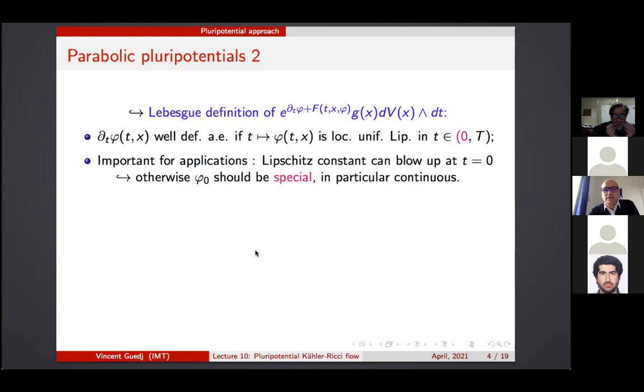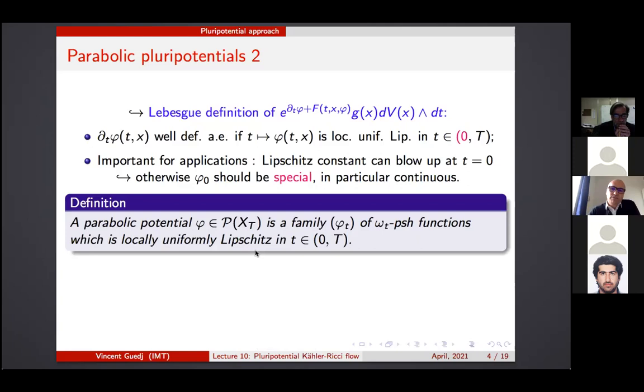zero. So once again, in order to make this right-hand side well-defined, if dt phi is well-defined almost everywhere, that suffices to define this right-hand side in the sense of Lebesgue. And I don't ask for such a control up to time zero, such a Lipschitz control up to time zero. So let me make the following definition. A parabolic potential phi will be a time-dependent family of omega t plurisubharmonic functions, which is locally uniformly Lipschitz in time away from the initial time zero. So that will be my main category of object.